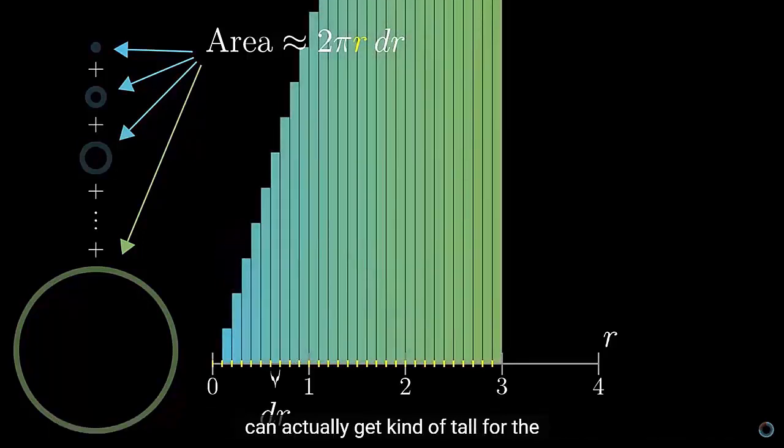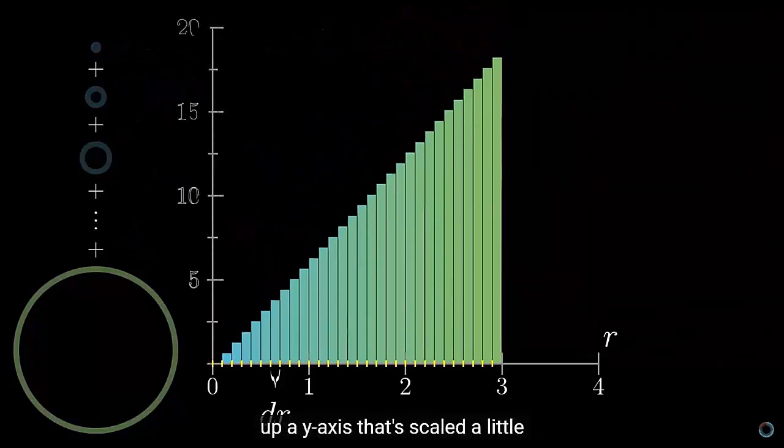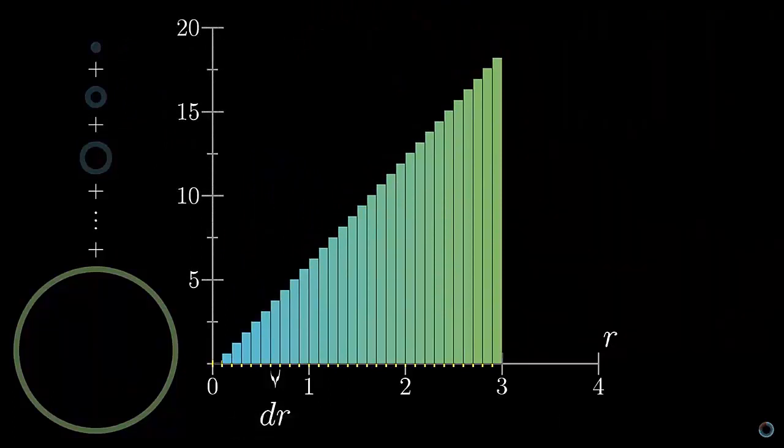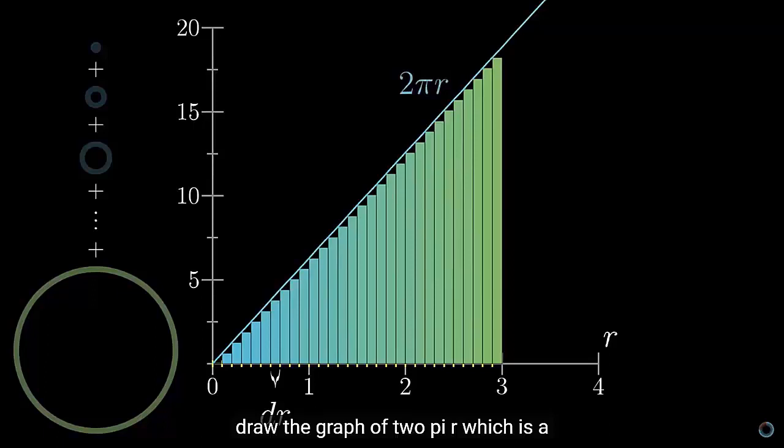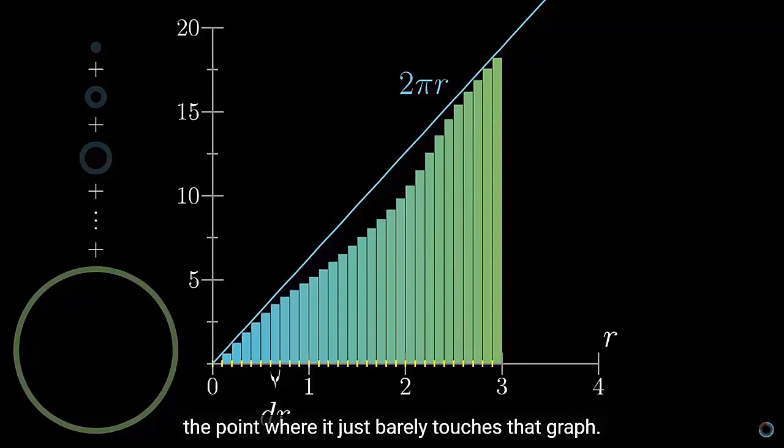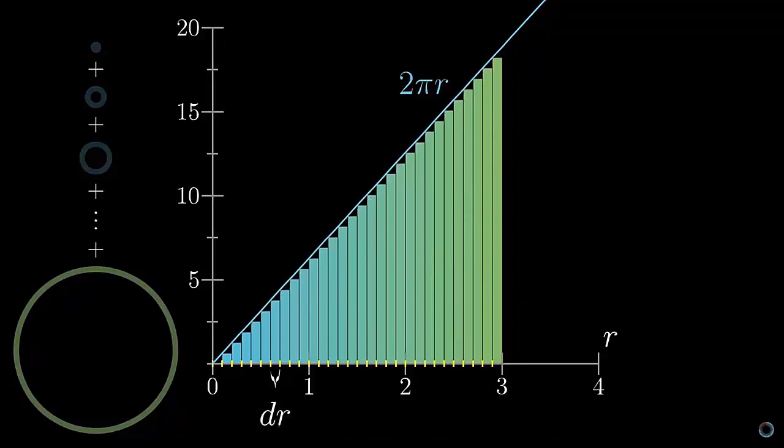Pictured like this, 2 pi r can actually get kind of tall for the screen. I mean, 2 times pi times 3 is around 19, so let's just throw up a y-axis that's scaled a little differently so that we can actually fit all of these rectangles on the screen. A nice way to think about this setup is to draw the graph of 2 pi r, which is a straight line that has a slope 2 pi. Each of these rectangles extends up to the point where it just barely touches that graph.